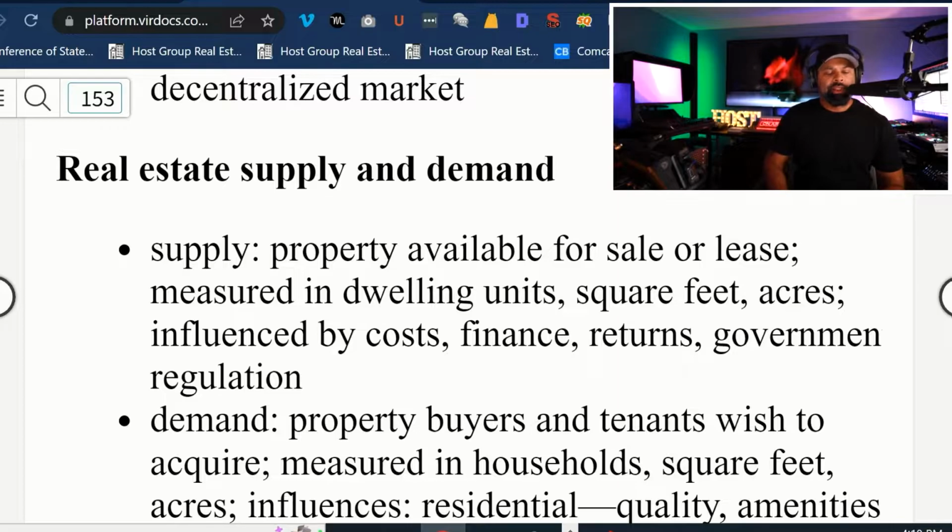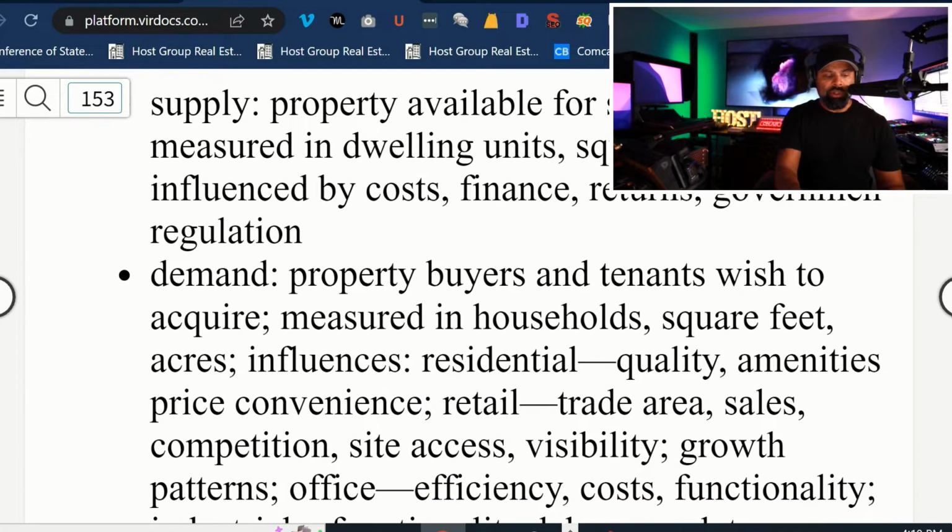Then as far as real estate supply and demand specifically: supply is property available for sale or lease, measured in dwelling units for residential, square footage for commercial or industrial, and acreage for agricultural, influenced by costs, finance, returns, and governmental regulations. That seems to be a staple. Demand is property buyers and tenants wish to acquire. The demand side is measured in households, again square footage for commercial and industrial, and acres for agricultural.